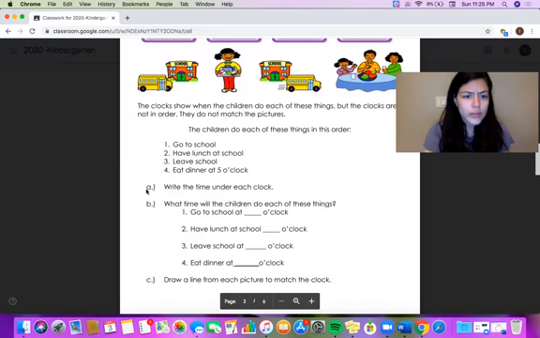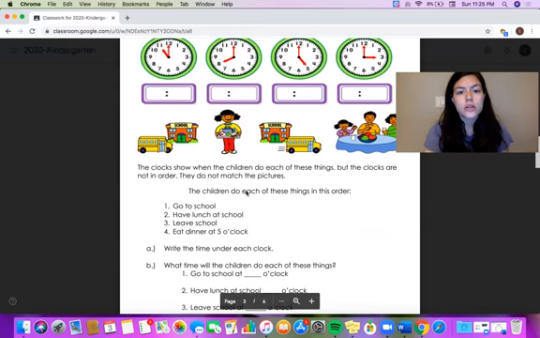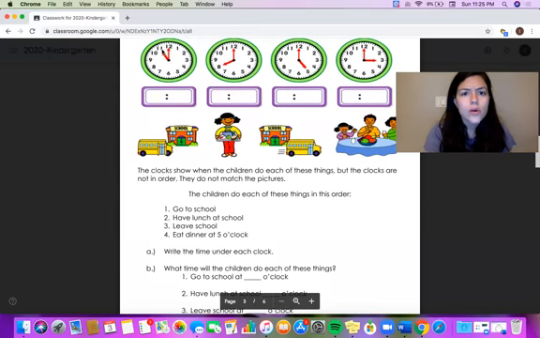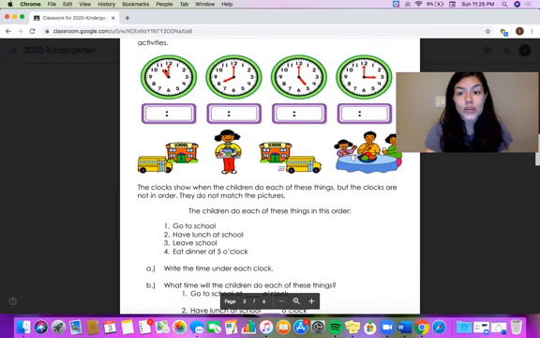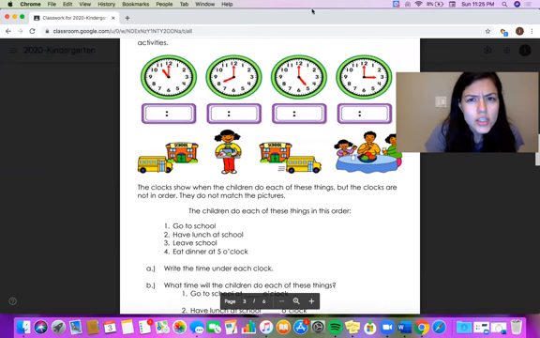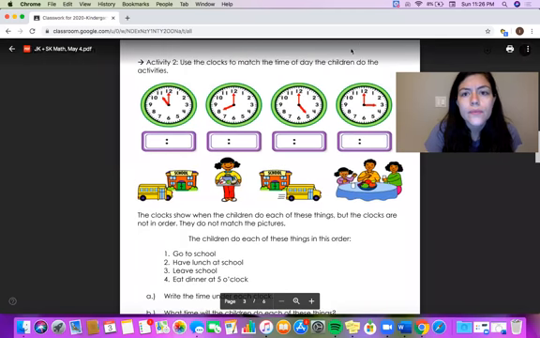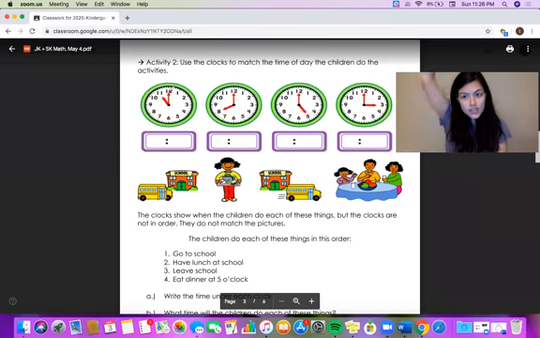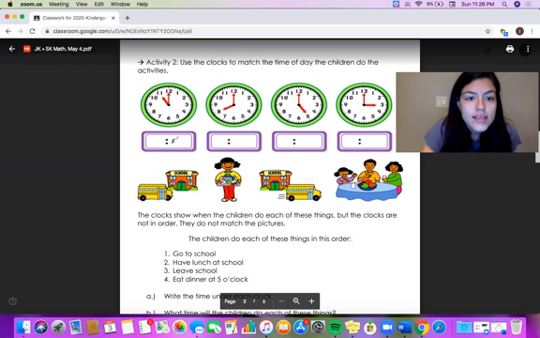Now, the first thing we have to do is write the time under each clock. All right, so I'm going to do the first one for you, and the rest are for you to do. I look at this clock, and I see, as it should be, the minute hand, the long hand, is on the 12. And so it's going to be on the hour. 0 minutes have gone by. I can write this as 0, 0.